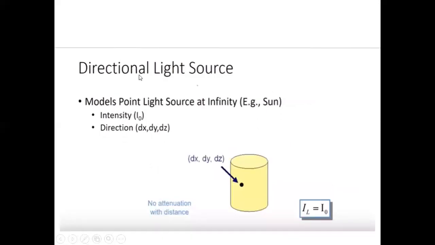In the same way we have the directional light source, which models the light source at infinity. We can take a tube light here, which models the light source at infinity. The intensity is I naught here, and the direction is dx, dy, dz. Since it is like the sun, there is no attenuation with distance. So I will have IL is equal to I naught.